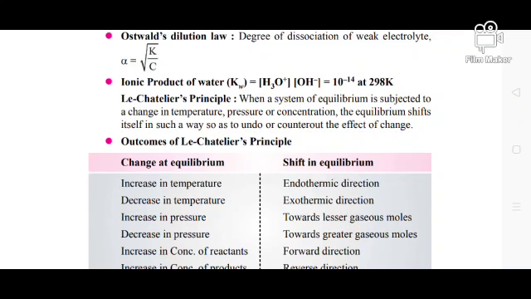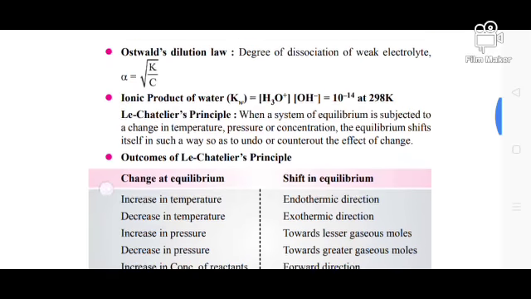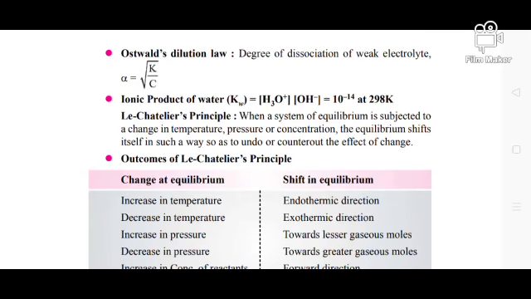So what is the ionic product of water? This is a general thing. The ionic product of water is 10 to the power minus 14 at 298 Kelvin. We have to remember these things. After that, my dear friend, Le Chatelier's principle. What is Le Chatelier's principle?